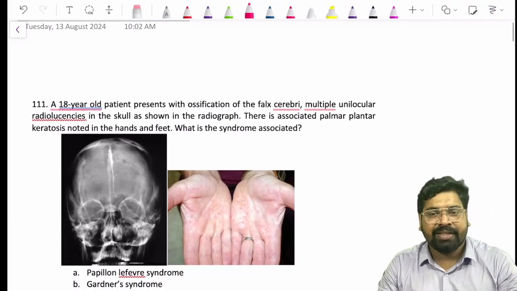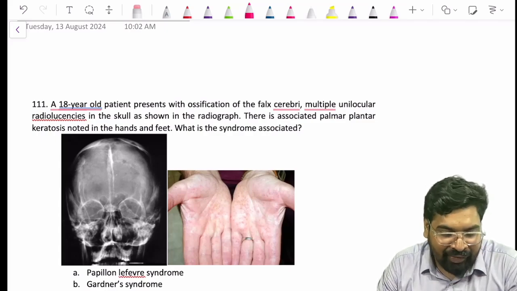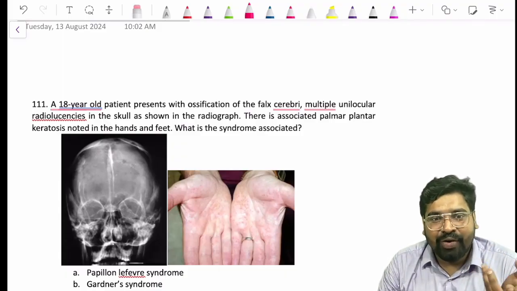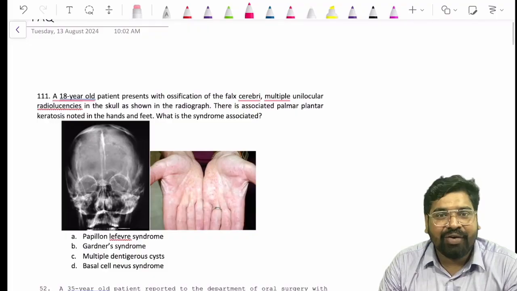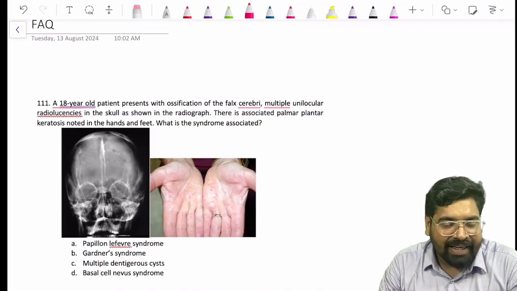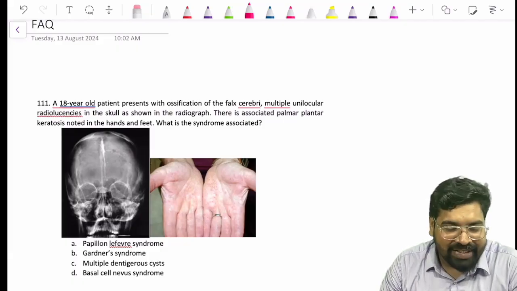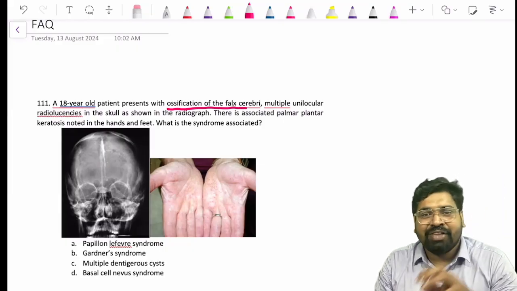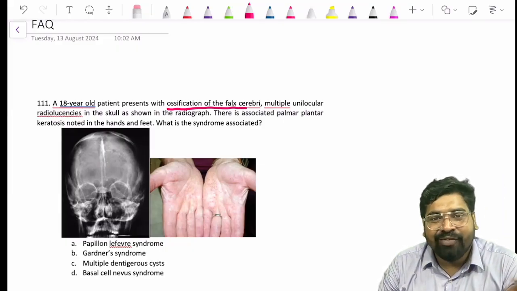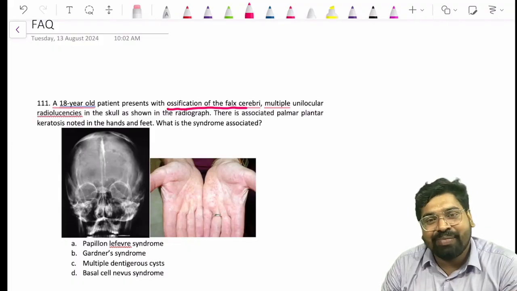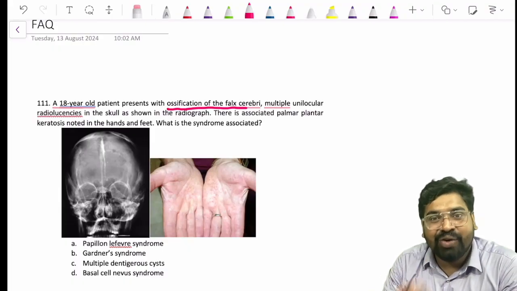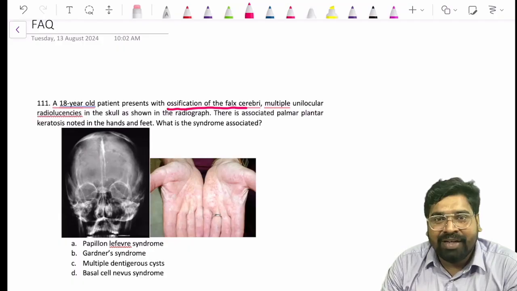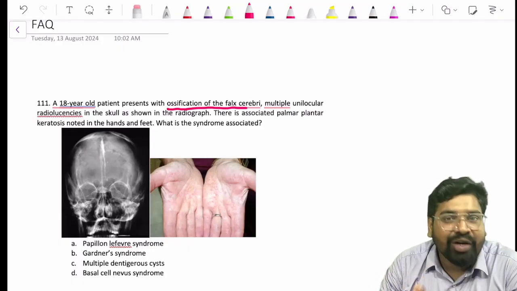I think this is very familiar to you. We have discussed it more than two times in your videos, like we have discussed syndromes as well as now in your odontogenic cyst also. An 18-year-old patient with ossification of falx cerebri. Within this itself you got the idea what we are talking about. We have seen this in syndromes, we have seen this in our cyst. 2 3 times it is coming repeatedly, that's why I am saying that this is such an important topic area.